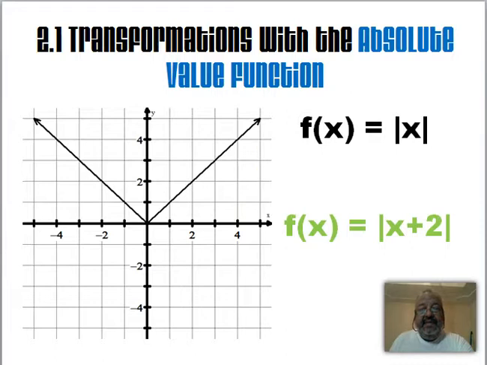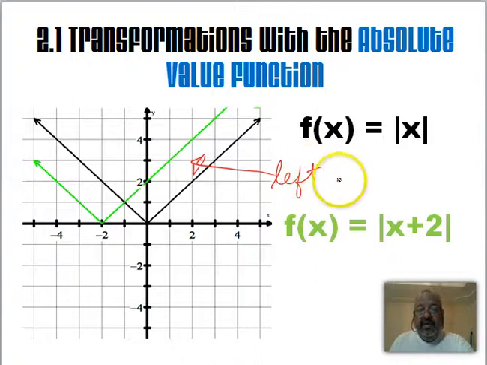And this time we're going to do something on the inside. Notice that this is on the inside of the absolute value sign. Now it's not going to be up or down anymore, because that was on the outside. This is going to be left and right because it's on the inside. With a plus sign, it's going to move to the left. Remember, it's backwards. If it's inside the absolute value sign or parentheses, it's going to move to the opposite side of what it says. So this is going to go left 2 units, instead of right 2 units.